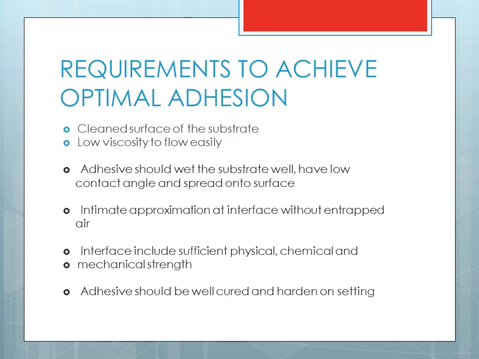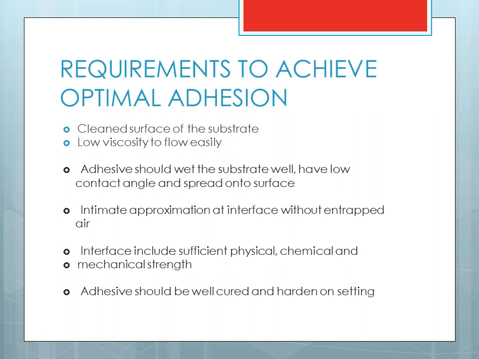Now, what are the requirements to achieve optimal adhesion? Firstly, your surface should be very clean, and the bonding agent should have a low viscosity to flow easily. Adhesive should wet the substrate well, have a low contact angle and spread onto the surface. I'm sure you all remember we talked about adhesion in the first chapter as well, and we discussed the contact angle and wetting. So this is basically a repetition of the same concept.